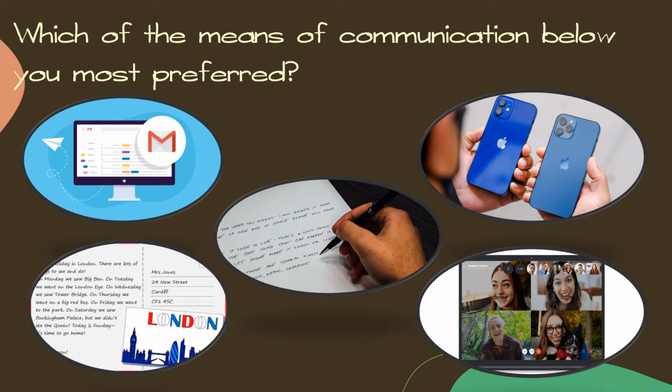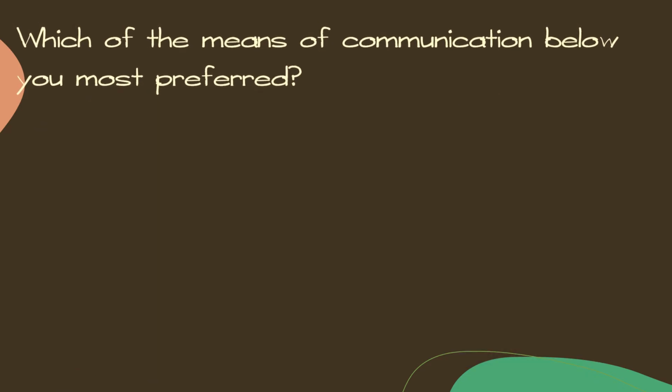Alright. Okay, so which of the means of communication below do you most prefer? So after this, you are going to write two sentences. Number one is which of the means of communication you prefer, you like most? Which means you need to start your sentence with I like, and then another one is, as opposed to the first sentence, I don't like, right?